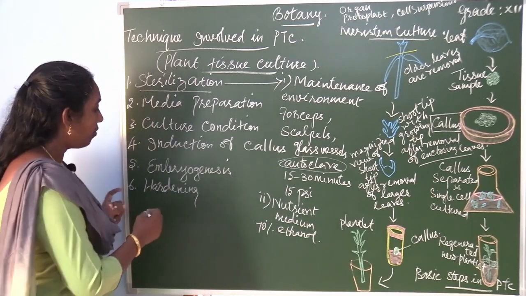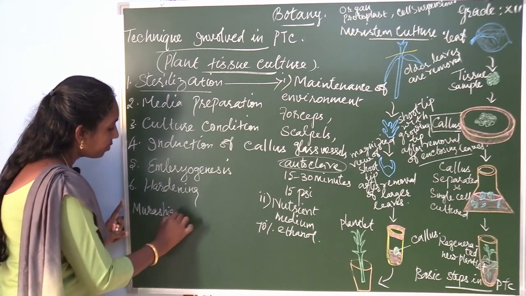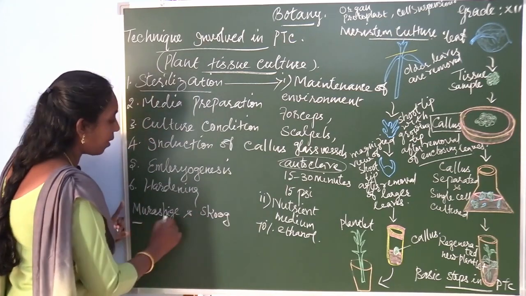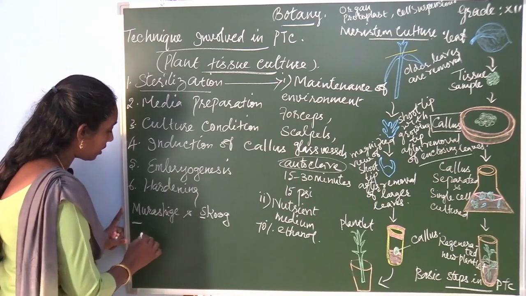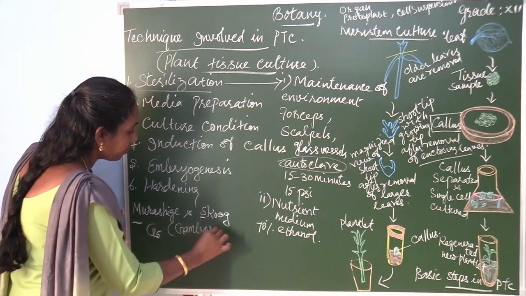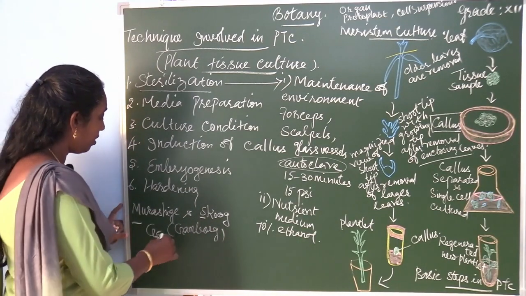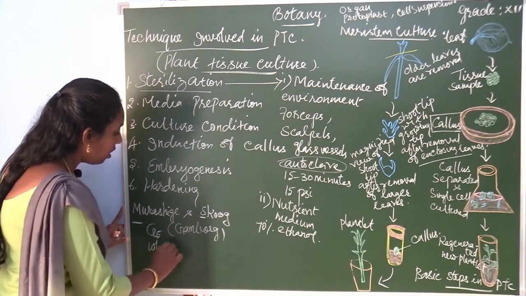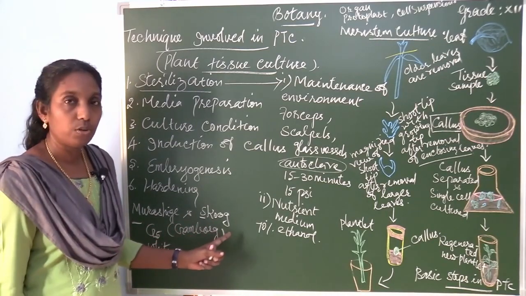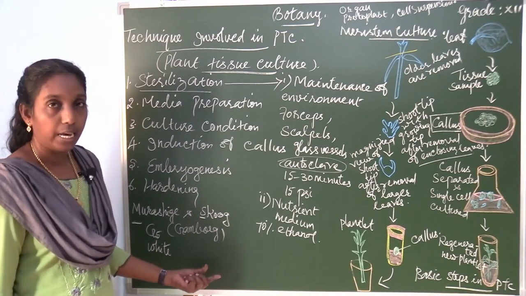There are different kinds of nutrient medium that can be used. The nutrient medium may be Murashige and Skoog medium, called MS medium, or another alternative is B5 medium, that is Gamborg medium, or White medium. The common medium which is used is Nitsch medium. So Murashige and Skoog medium, B5 medium, White medium, or Nitsch medium can be used.